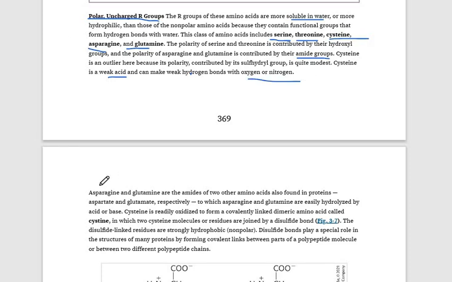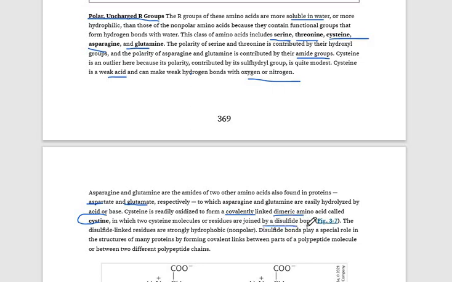Whereas asparagine and glutamine are the amides of two other amino acids also found in proteins, aspartate and glutamate, respectively, to which asparagine and glutamine are easily hydrolyzed by acid or base. Cysteine is readily oxidized to form covalently linked dimeric amino acids called cystine, in which two cysteine molecules or residues are joined by a disulfide bond.